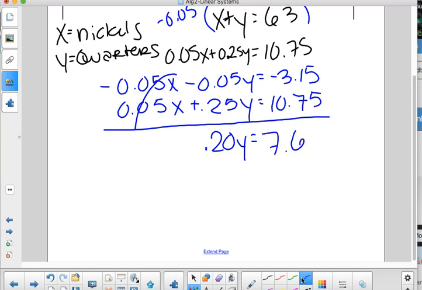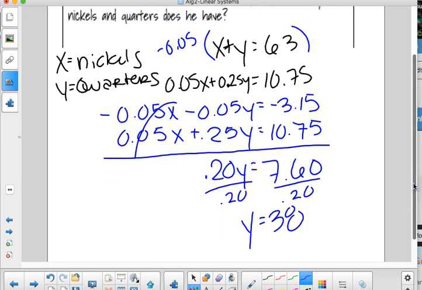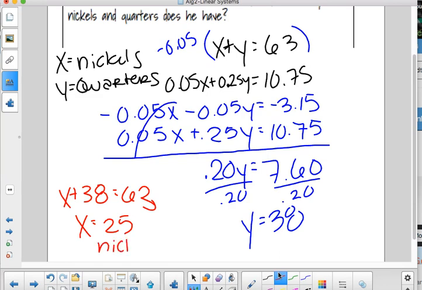760. How do you get y by itself? How many quarters does he have? 38. Once you know the quarters, how do you find the nickels? Plug it in. Should we plug into the first one or the second one? I would do the x plus y one. So how many nickels? 25. So he has 25 nickels, 38 quarters.